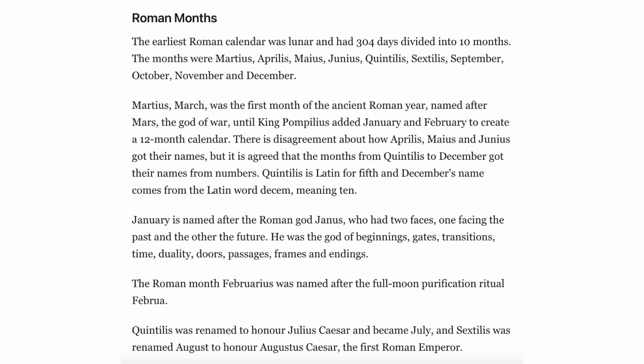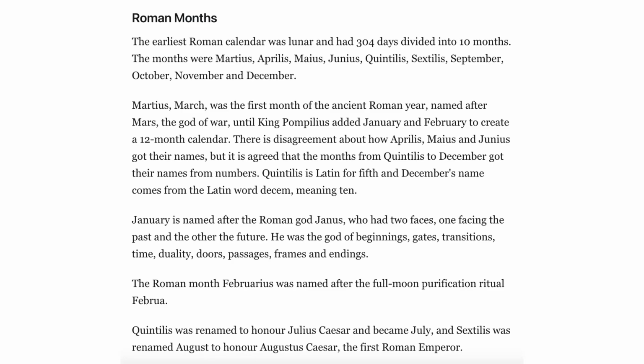There is disagreement about how Aprilis, Maius, and Junius got their names, but it is agreed that the months from Quintilis to December got their names from numbers. Quintilis is Latin for fifth, and December's name comes from the Latin word decem, meaning 10.